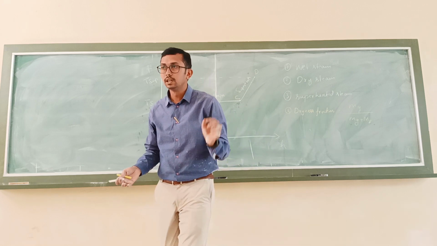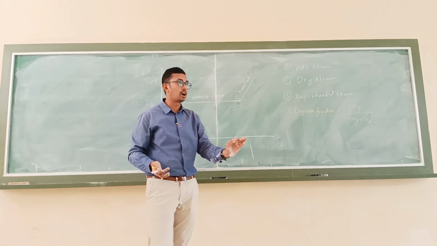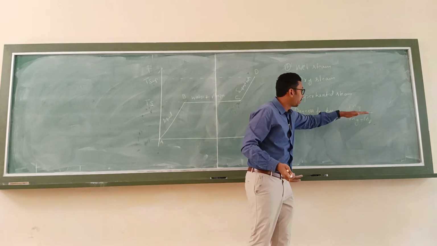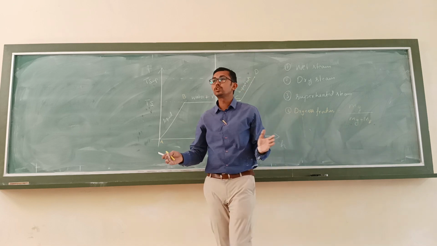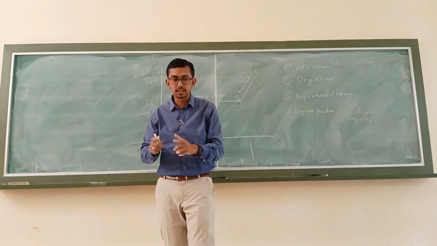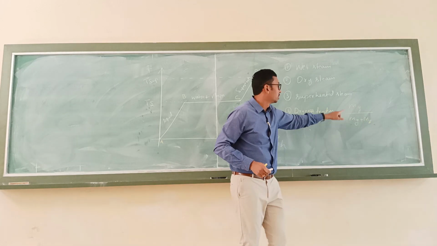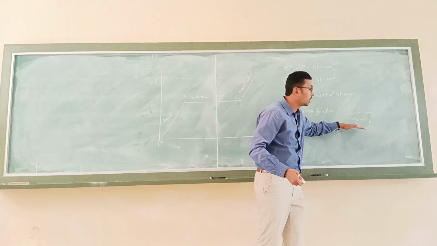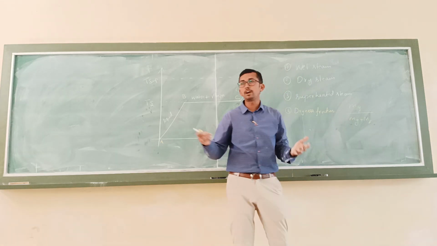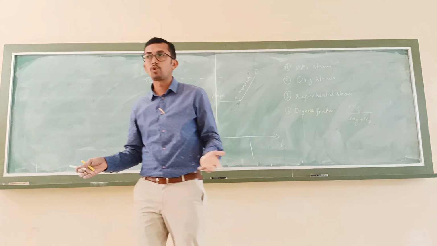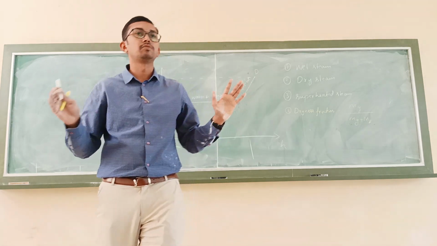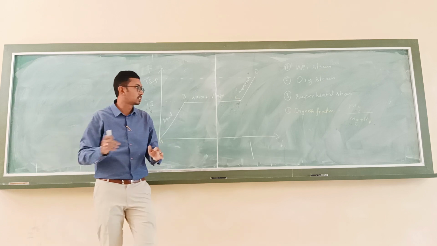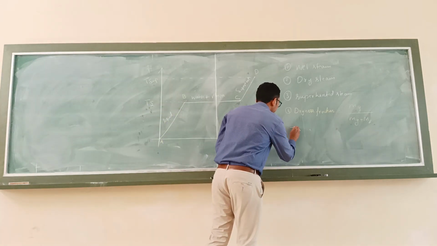So shall we repeat once again? Dryness fraction is a ratio of mass of dry steam by mass of known quantity of wet steam. Or you can say it is a ratio of the mass of vapor particles to the mass of known quantity of wet steam. So that we are going to call as what? Dryness fraction. Is it clear? Now let us come to the enthalpy.